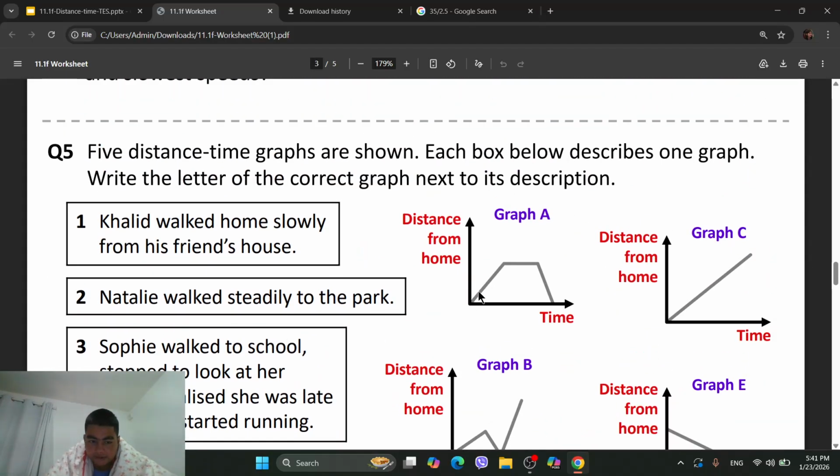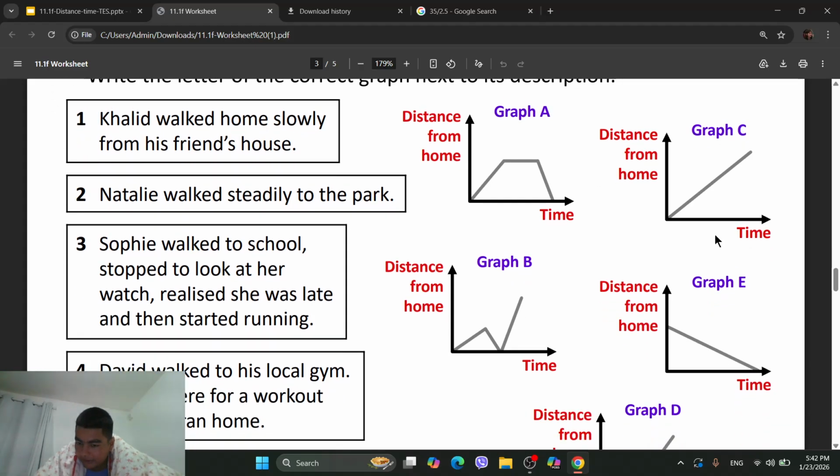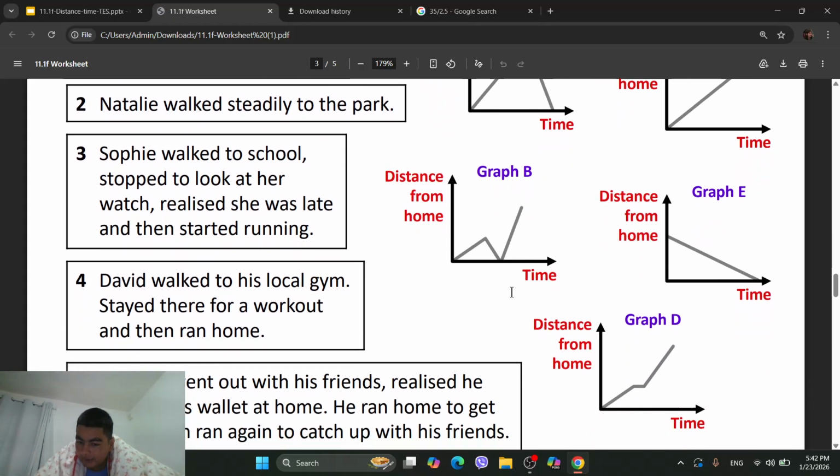This one looks interesting, so taking a look quickly at this. 5 distance travel graphs are shown. Each box represents one graph. Write the letter of the correct graph next to its description. Khalid walked home slowly from his friend's house. So which might it be? So yeah, maybe it's this one, right?